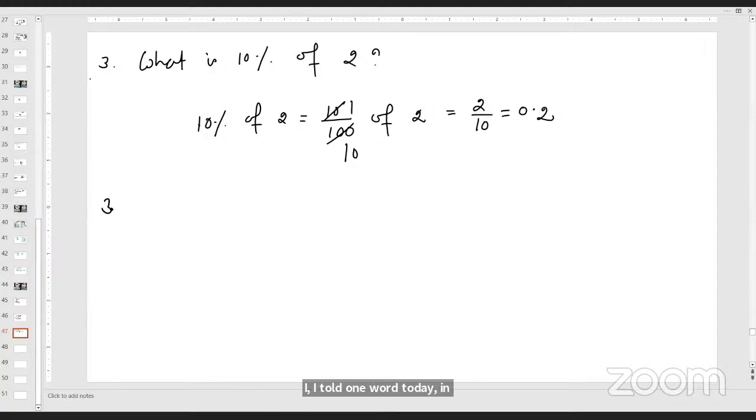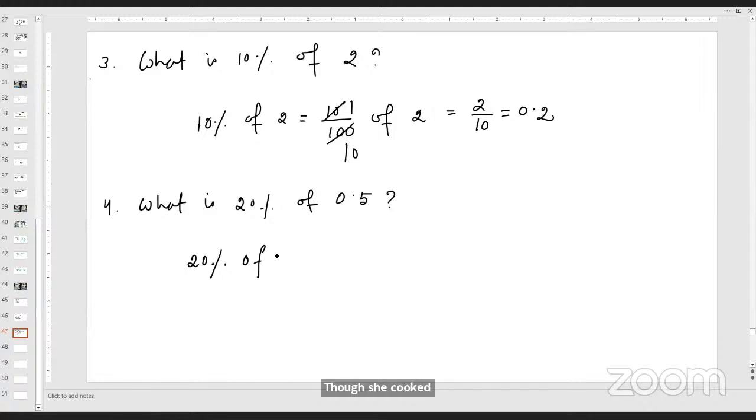Okay, now, if I ask you, what is 20% of 0.5? Yes, sir.